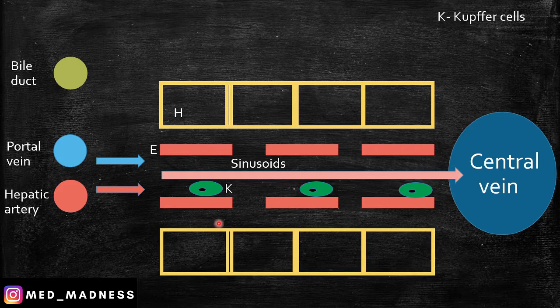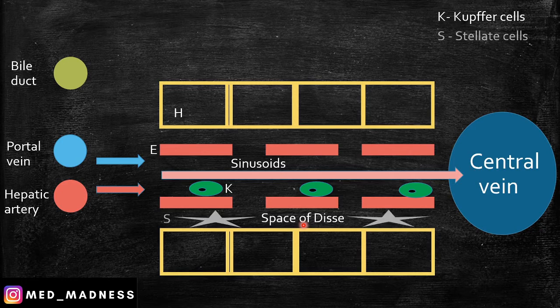Okay, you can see some space here, between the endothelial cells and the hepatocytes. This space is called the space of Disse. In this space, you have an important cell, the stellate cells. Stellate means star-shaped. So I've shown you some star-shaped cells here. This stellate cell's important function is to store vitamin A, and it is the major cell reacting to liver injury.